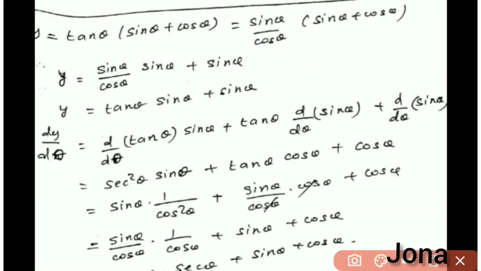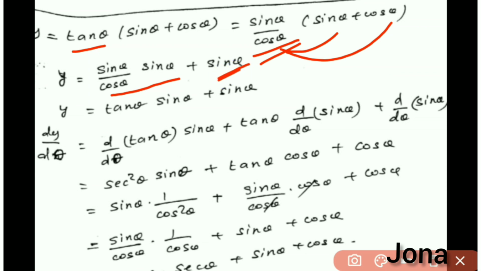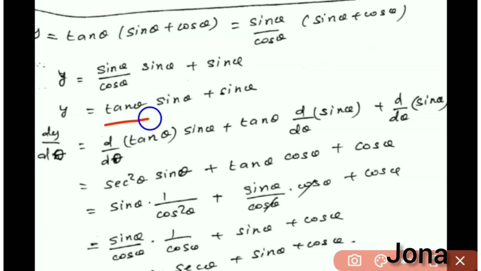13th sum, y equal to tan theta into sin theta plus cos theta. Here we can write this tan theta as sin theta by cos theta. I want to multiply the sin theta by cos theta to each and every term there, so that we get sin theta by cos theta into sin theta as the first term, plus here I can cancel this cos theta and cos theta in the second term, so that we get simply the sin theta. Now we got y equal to tan theta sin theta plus sin theta.